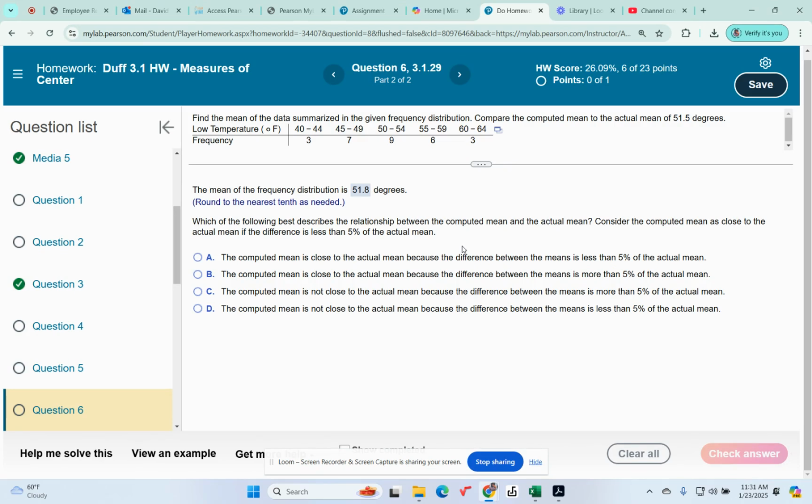So 0.3 is definitely lower than 2.575. So the computed mean is close to the actual mean because the difference between the means is less than 5%. That should be the answer.